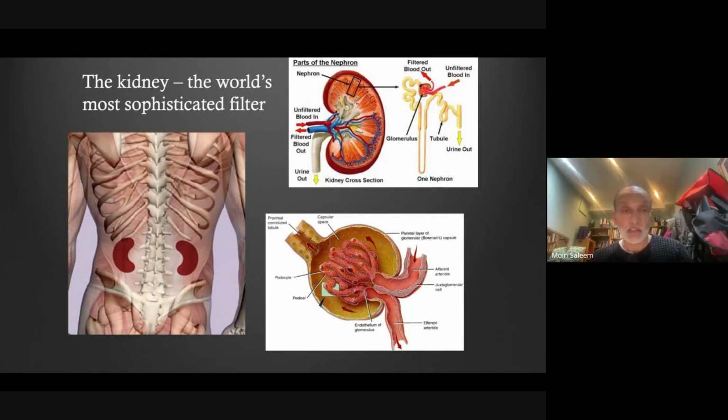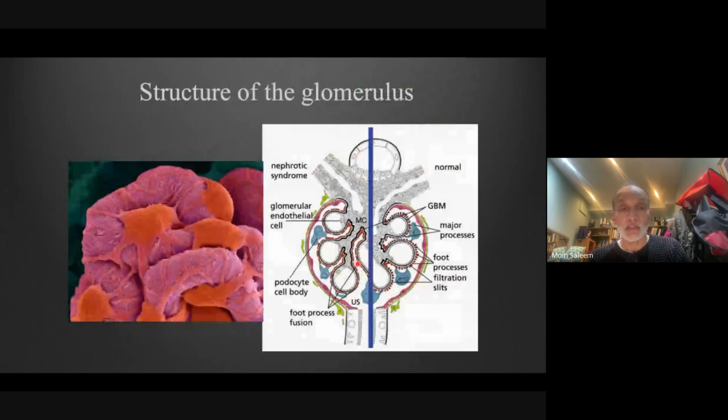So I'm a nephrologist. I work on the kidney. The kidney, I sometimes call it the world's most sophisticated filter. Of course, it does much more than just filtering. But the filtering unit of the kidney is the glomerulus. And the glomerulus is a specialized capillary loop. I don't know whether you can see my arrow or not. Let me just make sure I've got a pointer. There we go. So it's a specialized capillary loop. And we each have about 1 million glomeruli. And it sits at the head of the nephron.